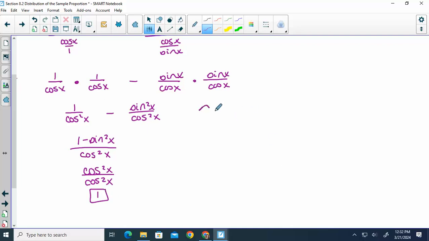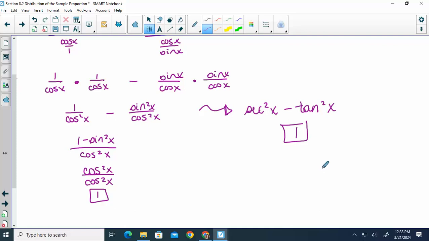There are other ways. If you had gone to this point, 1 over cosine is secant. Sine over cosine is tangent. And look at your Pythagorean identities. You have tangent squared plus 1 equals secant squared. So if you subtract it over the tangent, secant squared minus tangent squared is also 1. So different ways you could get there. I didn't like tangent, 1 over tangent. And then you would end up with secant squared minus tangent squared. Yep, that works.